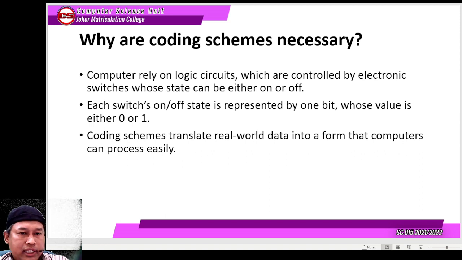So why is a coding scheme necessary? A computer relies on logic circuits which are controlled by electronic switches. Those states are either on or off. You must remember that a computer uses electrical states, and the computer only knows 0 and 1, or on and off.